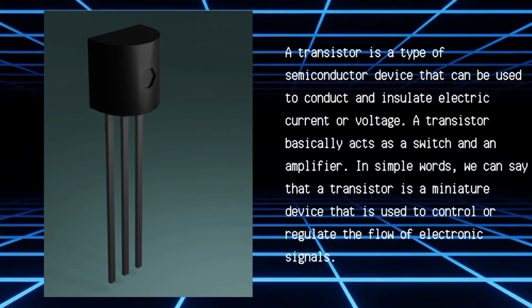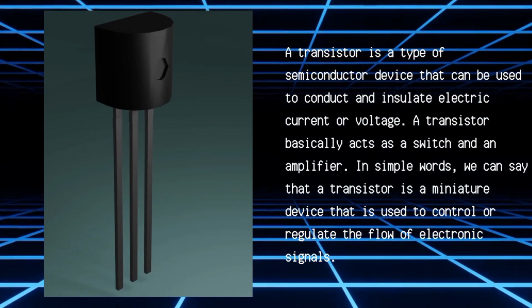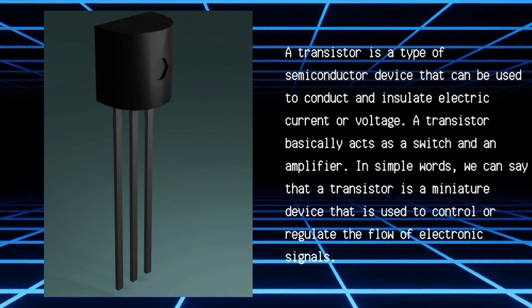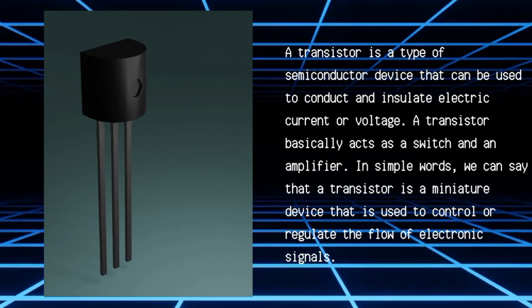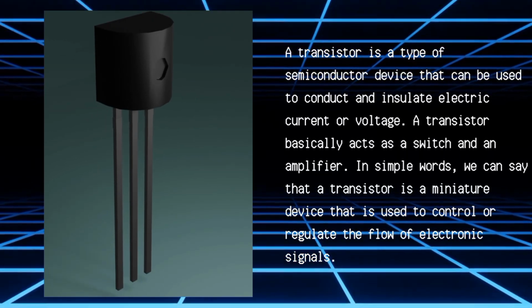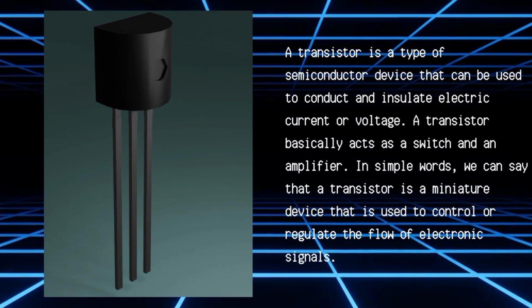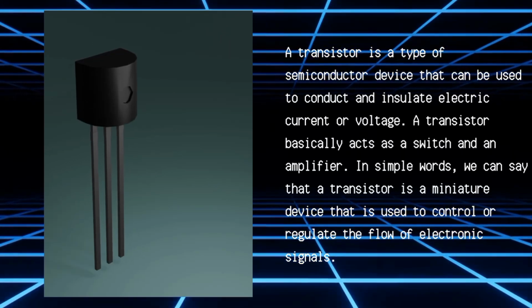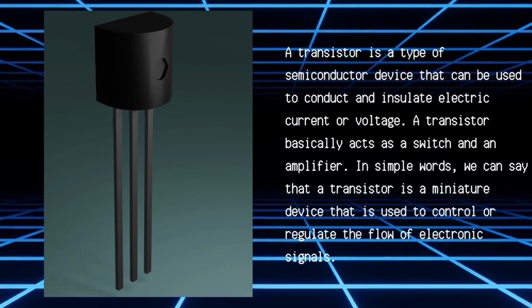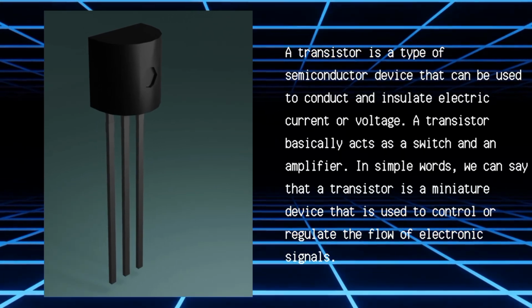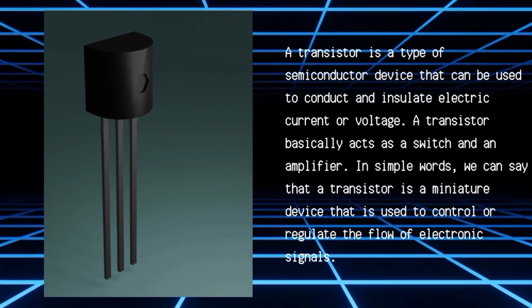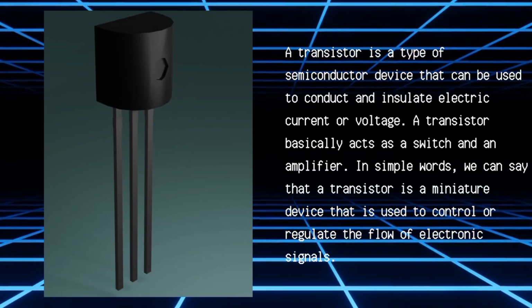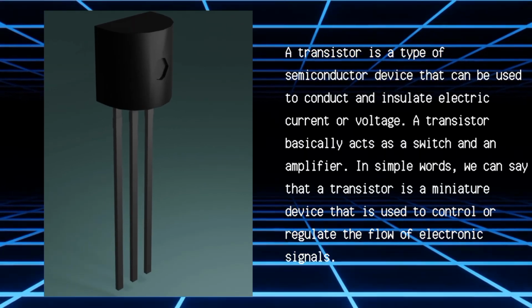A transistor is a type of semiconductor device that can be used to conduct and insulate electric current or voltage. A transistor basically acts as a switch and an amplifier. In simple words, we can say that a transistor is a miniature device that is used to control or regulate the flow of electronic signals. Transistors are one of the key components in most of the electronic devices that are present today.